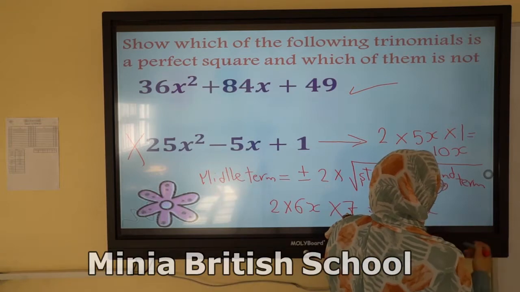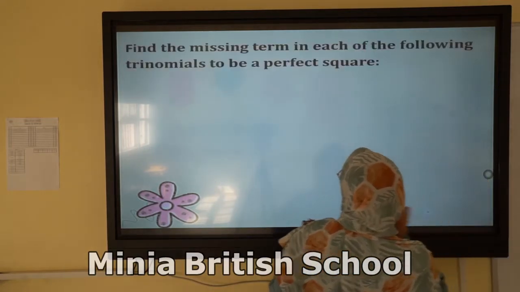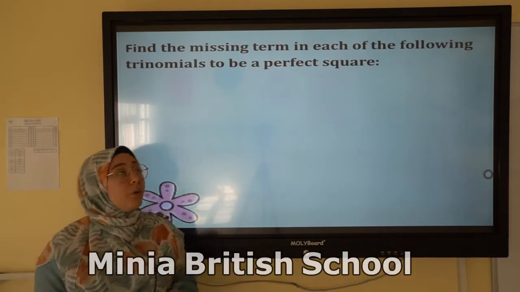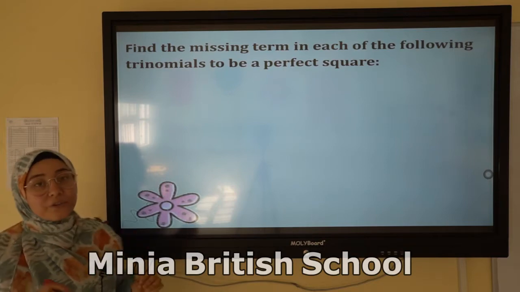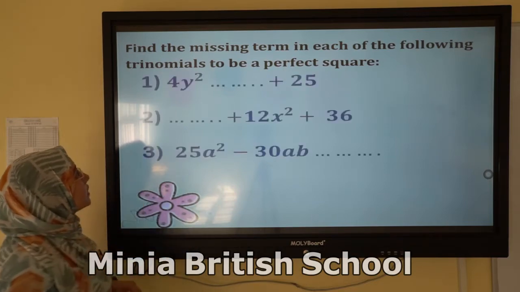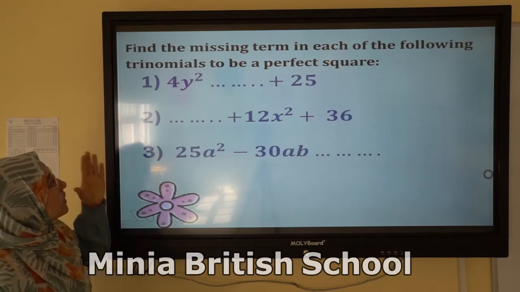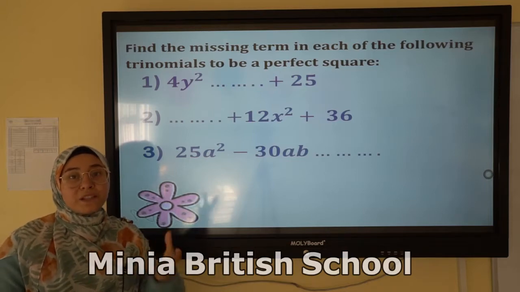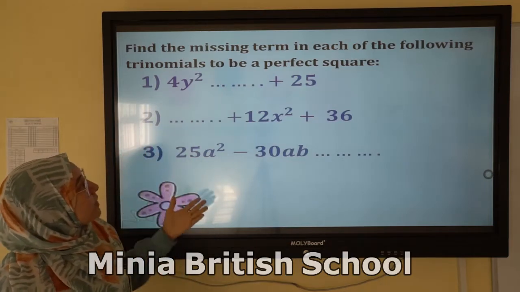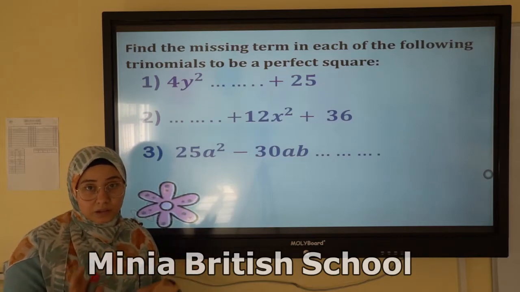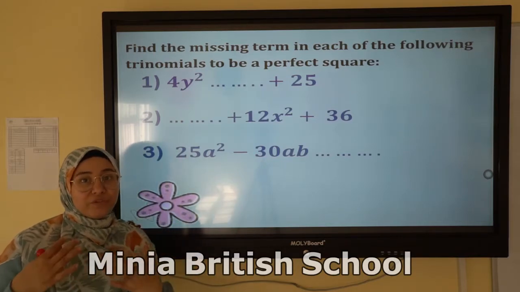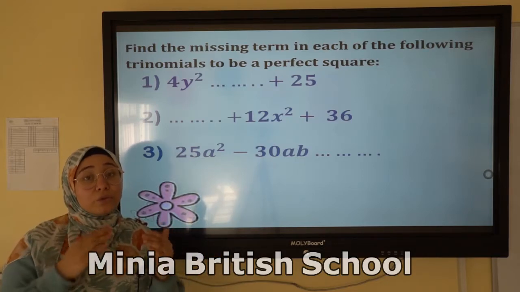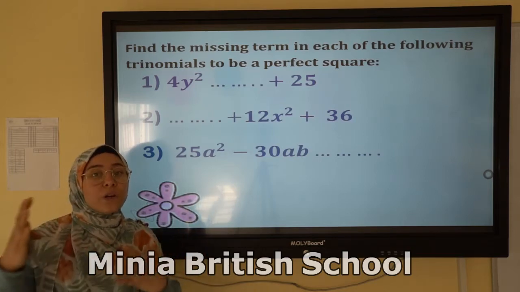Another exercise. Here, find the missing term in each of the following trinomials to make them perfect squares. In the first exercise, number 1, the missing term is the middle term, and to find the middle term of a perfect square trinomial, you must follow the rule: positive or negative 2 times the square root of the first term times the square root of the third term.